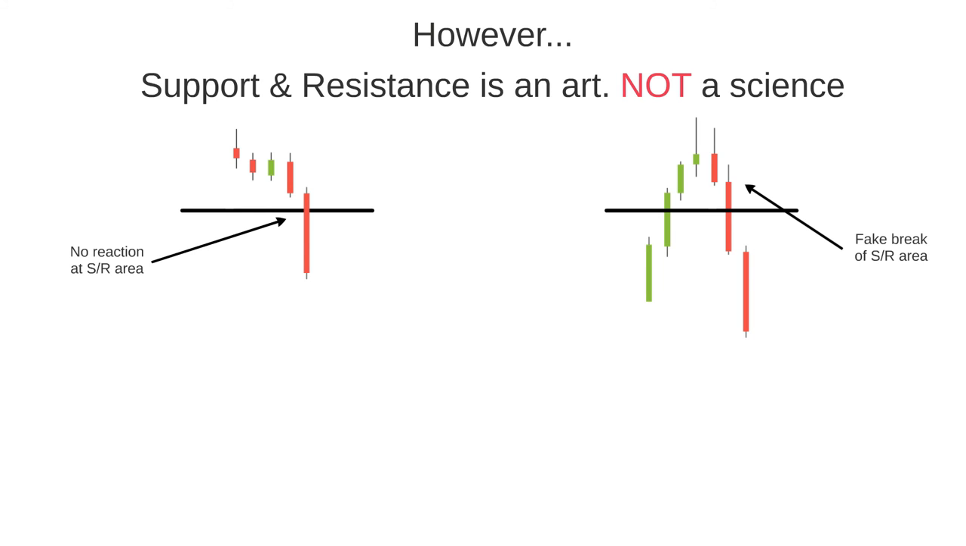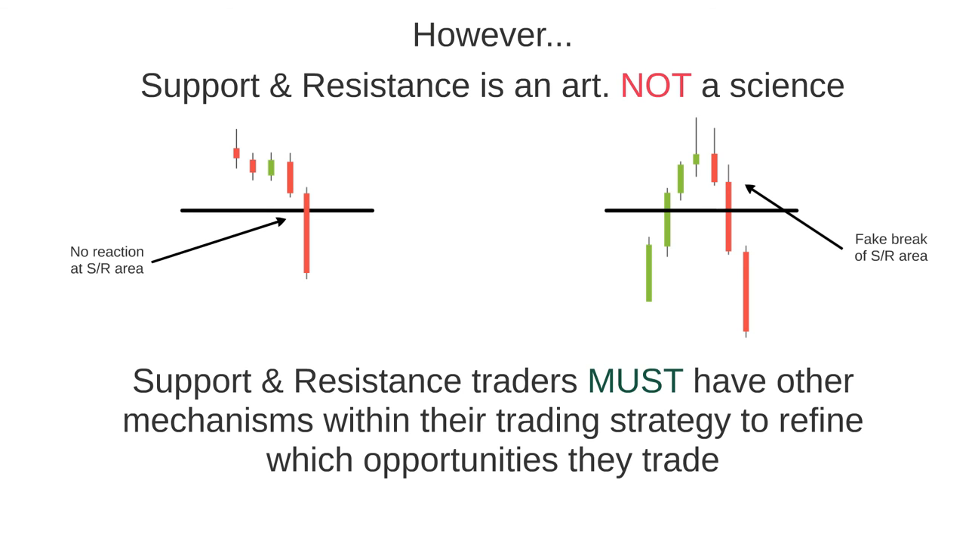It can also frustrate reversal traders, as the signal for the reversal doesn't happen in the identified support and resistance area. What we as support and resistance traders have to do is have other mechanisms within our trading strategy to refine which opportunities we take at support and resistance levels, other than just identifying them and waiting for price to reach them. If trading was that easy, we would all be millionaires.